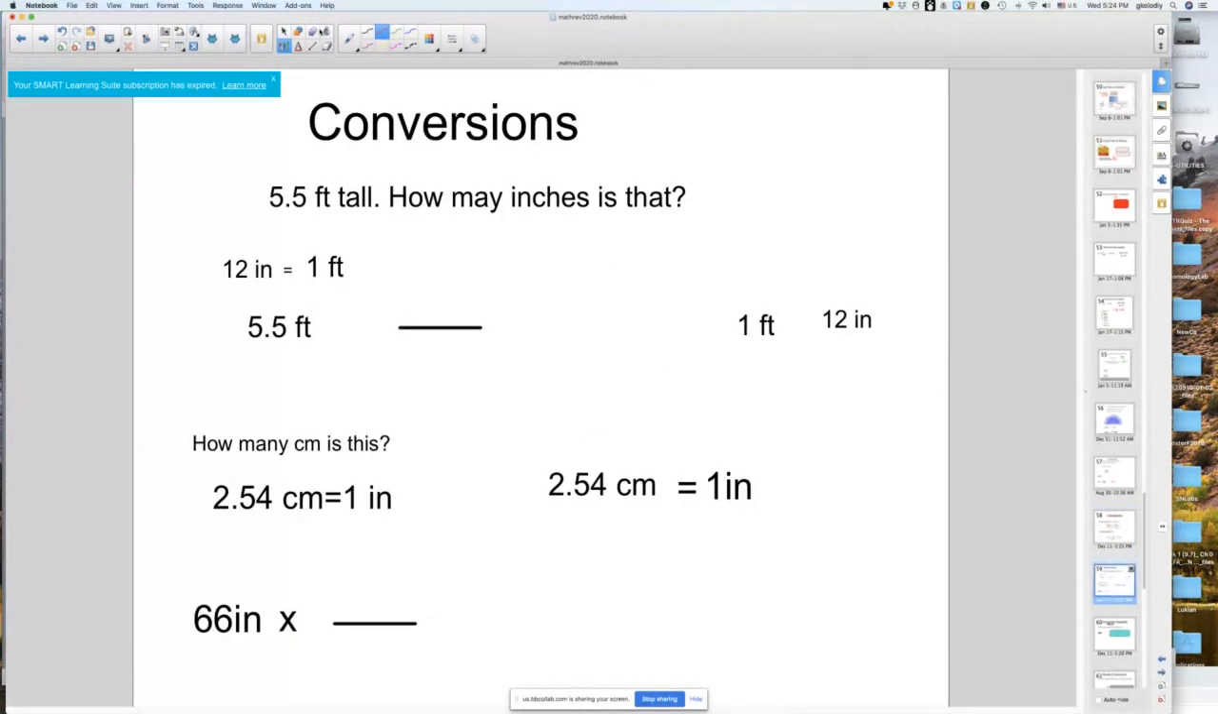So for example, I'm not too big. I'm 5.5 feet tall. How many inches is that? So this is my height. I'm going to multiply by a fraction, which is 1, basically, formed from the relationship between inches and feet. And I'm going to try to get the feet to cancel out. So where do I put the feet? On the bottom. Where do I put the inches? On the top.